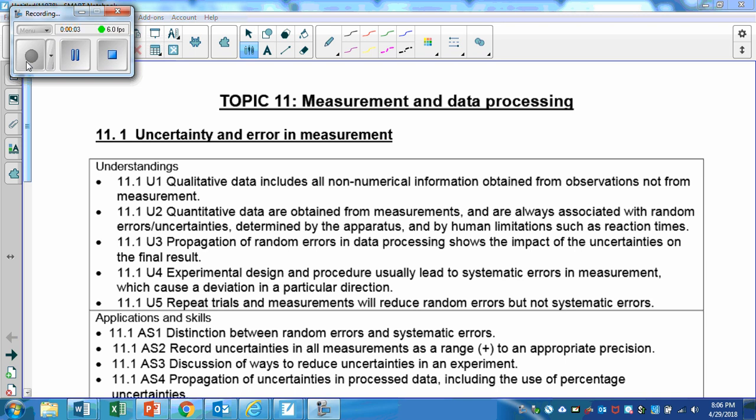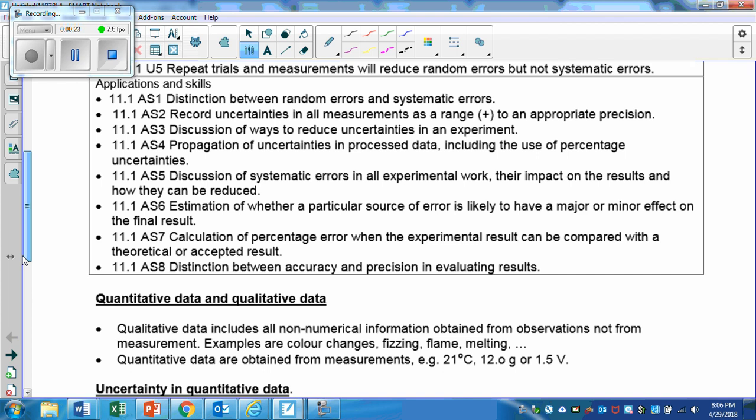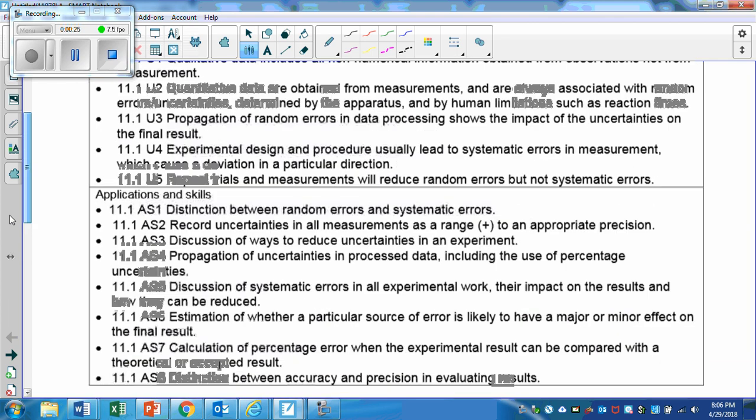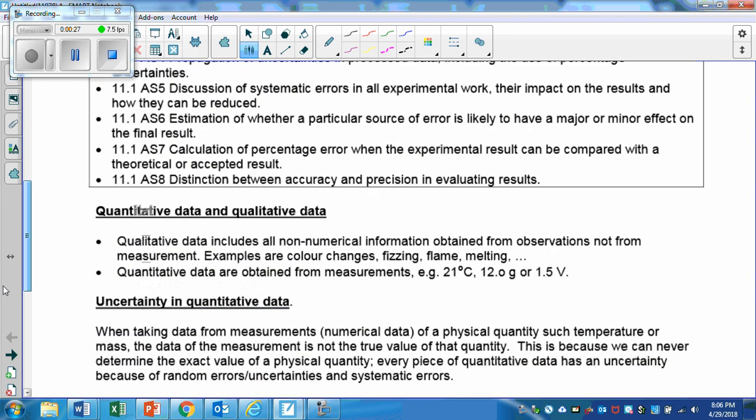Hello everybody. In this video we will talk about measurements and data processing. It is chapter 11 of your book, and we will discuss uncertainties, certainties, random errors, systematic errors, how to read uncertainties, and how to propagate those uncertainties. This is your syllabus, all the points here.